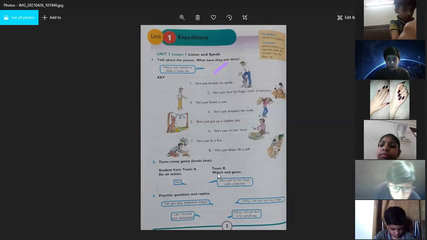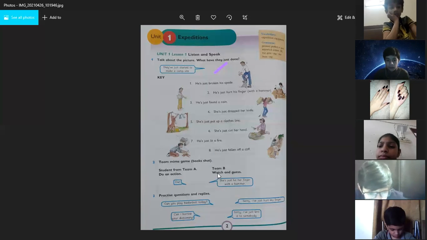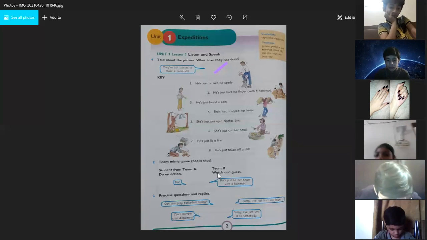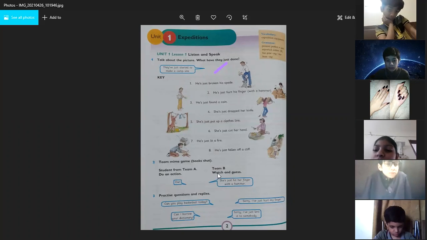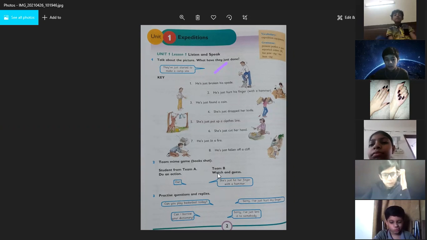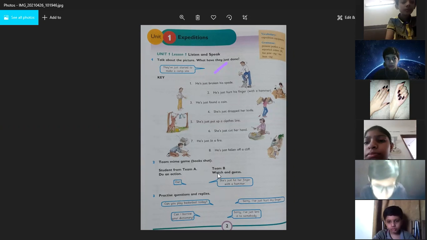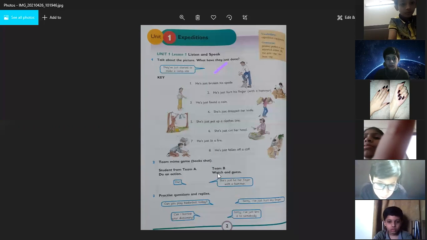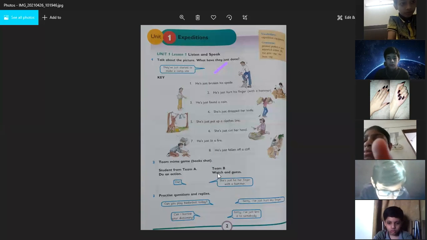Look at the second dialogue. Can I borrow your dictionary? And what is he answering? Sorry, I have just lent it to somebody. So if I ask you a question, how will you answer me? Let's suppose I say, can I borrow your ruler? What will you answer me? Who will answer this question?